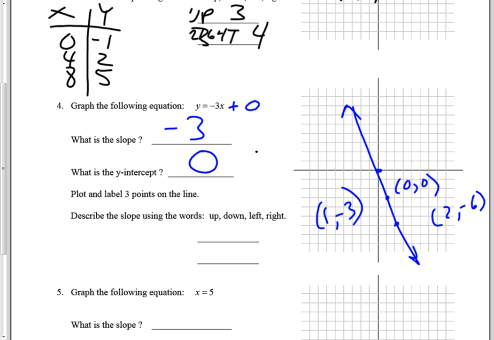This makes sense because this is negative. Write it as a fraction. Put the -3 on top of a 1. That's your description. Down 3, right 1. If you push that negative to the top, your bottom is always going to be talking about moving to the right. You don't even have to deal with the left.